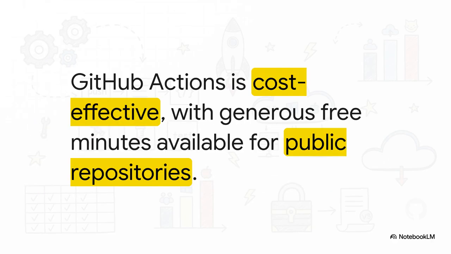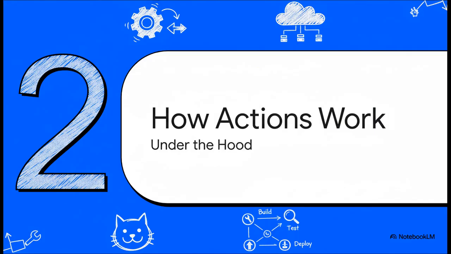Oh, and let's talk about the cost, because for public repositories, GitHub gives you 2,000 free build minutes every single month. That is a ton of automation power, completely free of charge, which makes it a total no-brainer for any open source project.